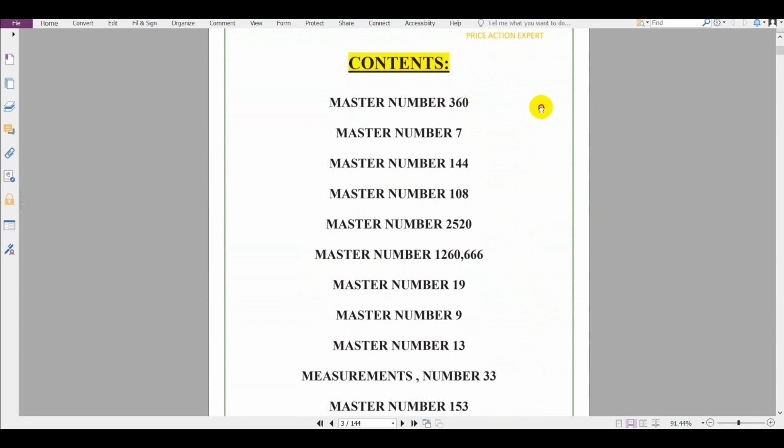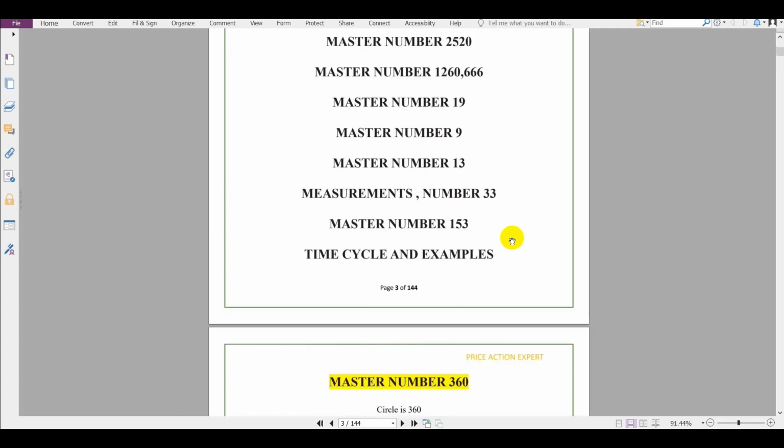These are the master numbers. 367, 144, 108. These three are the main Gann master numbers, and the remaining can be derived from these numbers, with few exceptions. The importance of each and every number is given, related to astrology, numerology, Gann trading methods, few other cycles, mathematics, geometry, and so on.